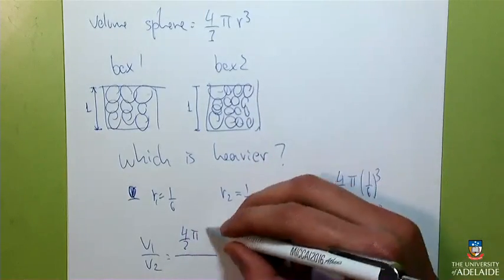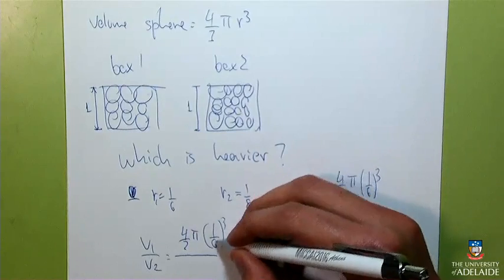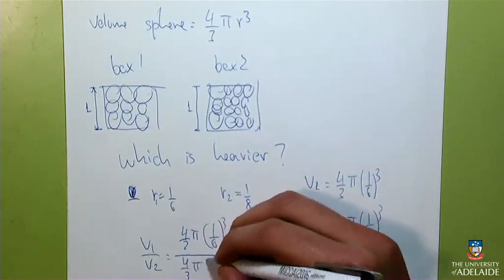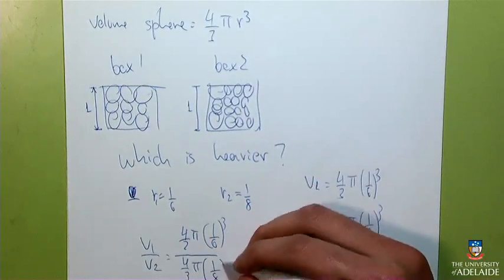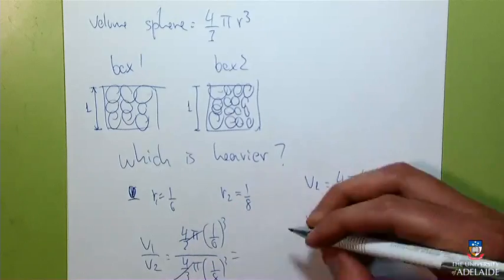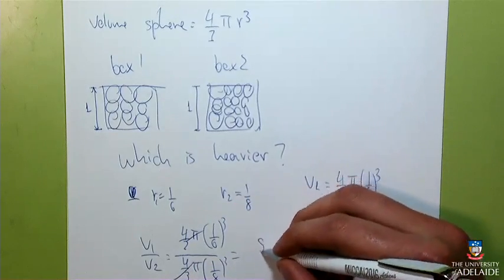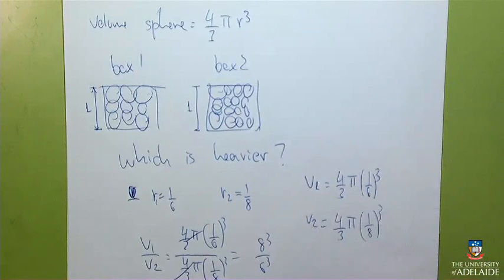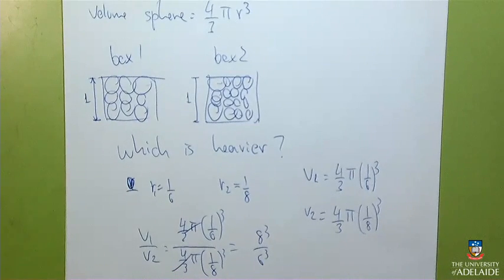Okay, so let's try to do this. So it's going to be (1/6) cubed over 4/3 pi (1/8) cubed. So cut. So that's going to be 8 cubed over 6 cubed. Okay. So now what? How do I compute which box is heavier? Multiply by the number of spheres.